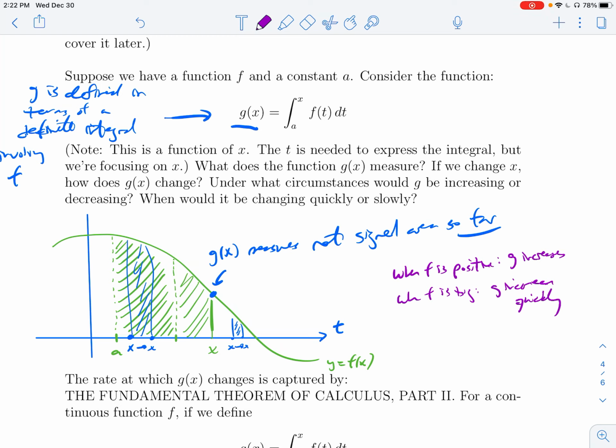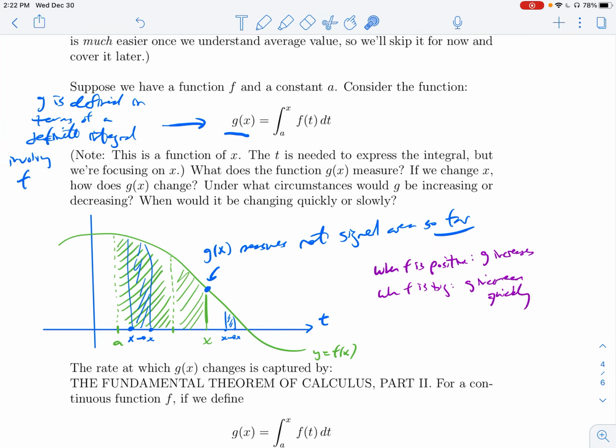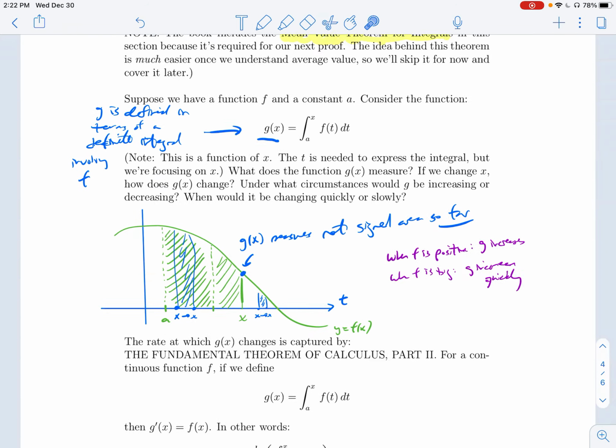So I'm not giving you a formal proof, but you might now be able to catch on to, oh, well, there seems to be a relationship here where it's like derivatives. When G is increasing, F is positive. When G is increasing quickly, F is big. It seems like F is kind of like the derivative of G. And that's what this is saying.